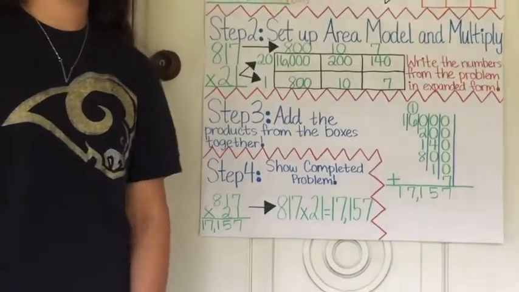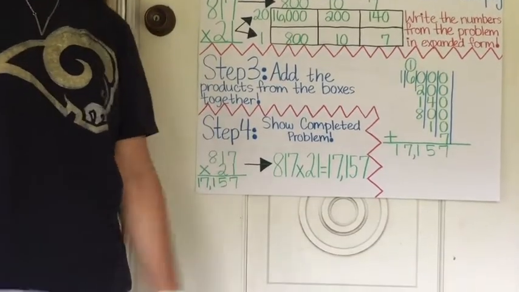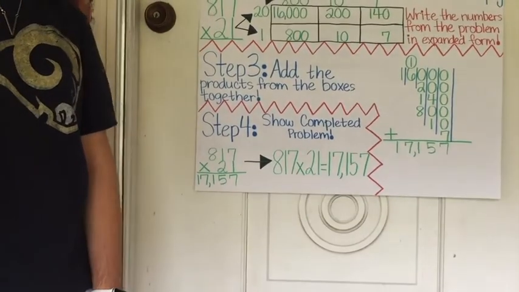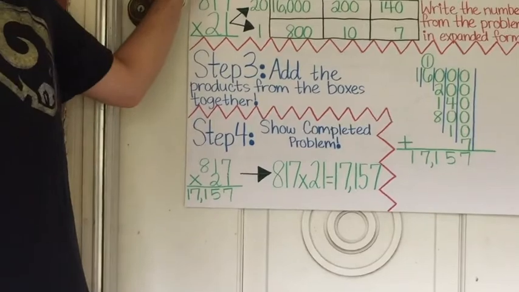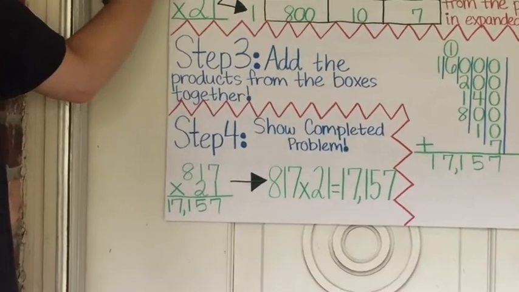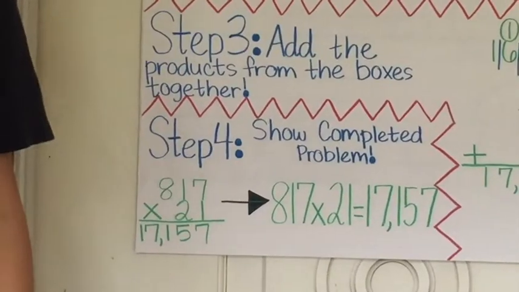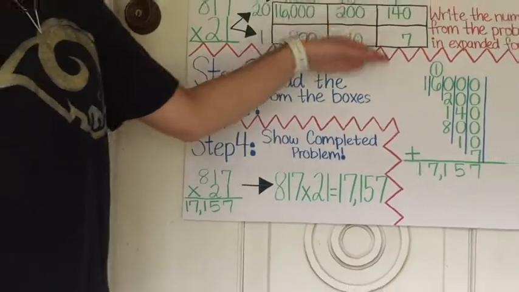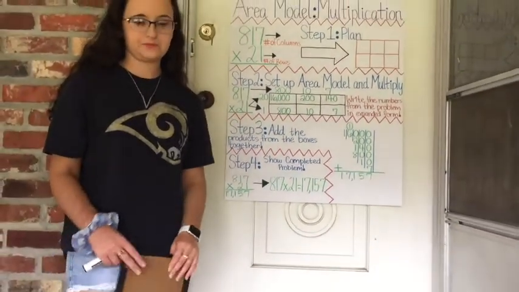17,157. So with this strategy, with multiplication, you're pretty much just breaking down your original problem into expanded form and getting the numbers into friendlier numbers where you can add them together instead of actually multiplying.